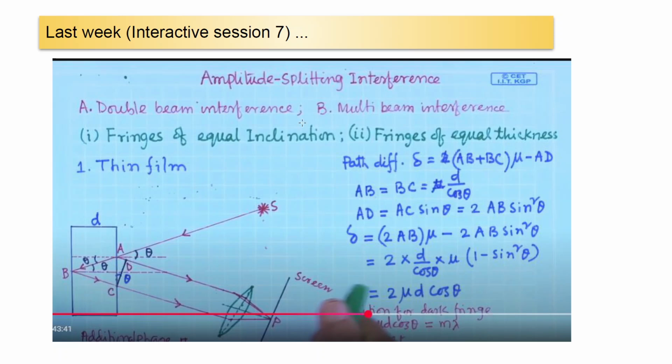Then last week there was also a little bit of discussion on how we can have something like a thin film, an optically different medium of different refractive index than the one in which the setup is, to introduce some path difference again to get an interference pattern. So the one that was discussed was for fringes of equal inclination.